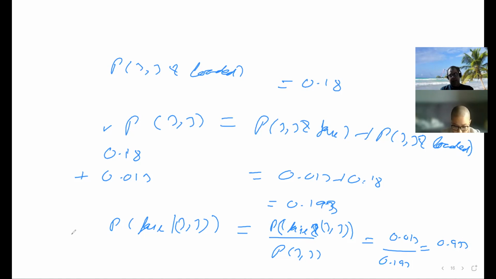So this is another application of Bayes theorem. You got an extension of that question. You flipped the die twice, and both times you get a 3.